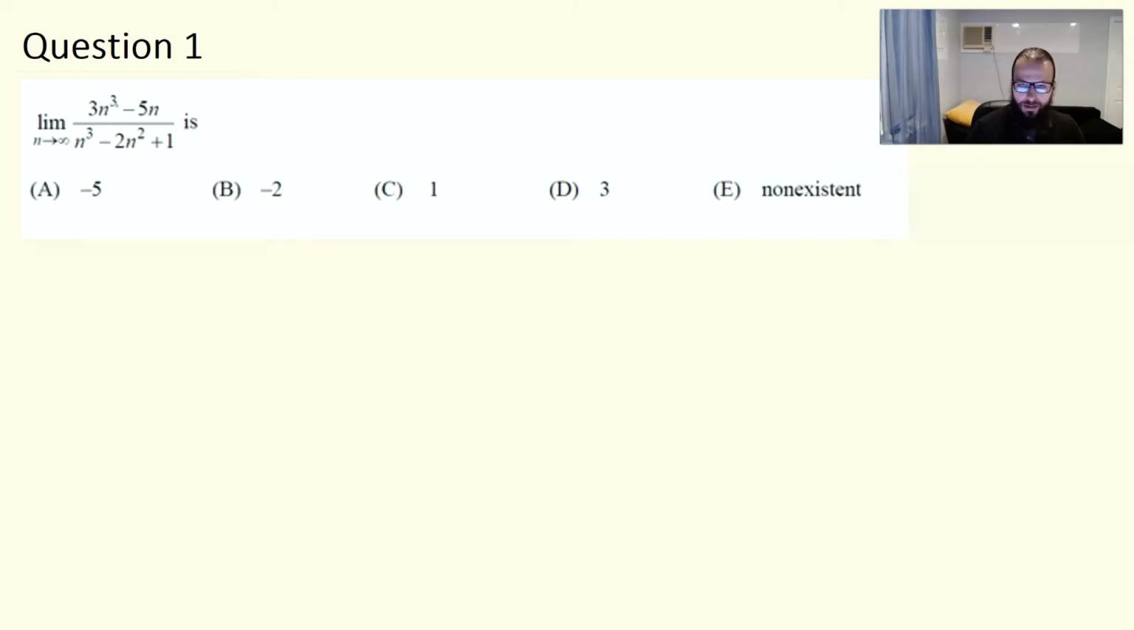Remember, for a limit as our variable approaches infinity, what we want to do is find the highest power. We have the highest power in the numerator here and the highest power in the denominator here. They are the same. So because both of those powers are the same, we're going to take the leading coefficients, which are 3 and 1, and simply put them in a ratio, and we get 3 over 1, which is 3, choice D.